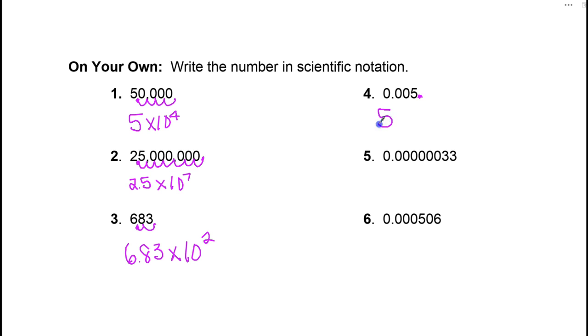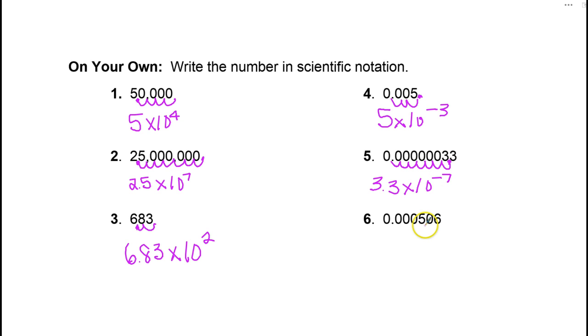Okay, so it's 5 times 10 to the 1, 2, negative 3rd power. This one, my decimal needs to go between these two 3's, so this would be 3.3 times 10 to the negative 1, 2, 3, 4, 5, 6, 7.